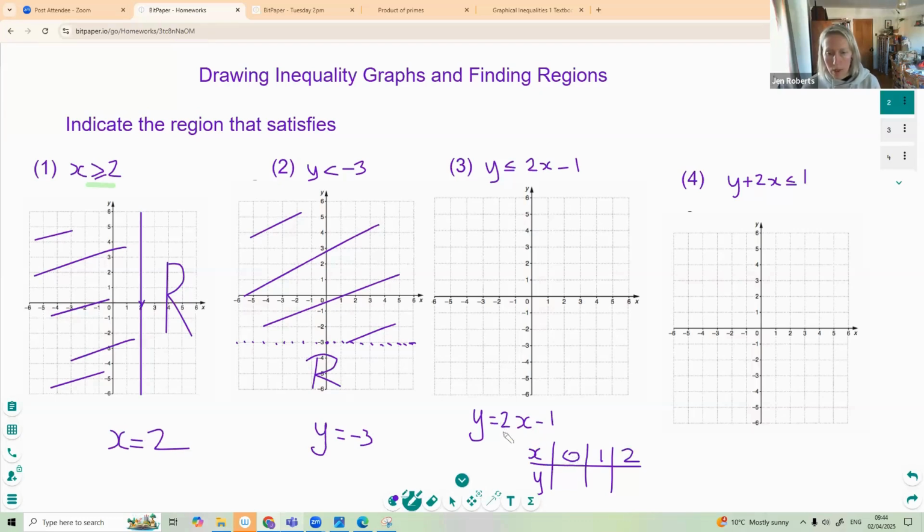X is 0, 2 times 0 is 0, take away 1 is -1. And my first point is 0, -1. When x is 1 here, 2 times 1 is 2, 2 take away 1 is 1. When x is 1, y is 1. Here, x is 2. 2 times 2 is 4. Take away 1 is 3. So when x is 2, y is 3. I'm going to use a straight line and draw it through these points and extend it through my graph. So your line should go all the way through your graph.